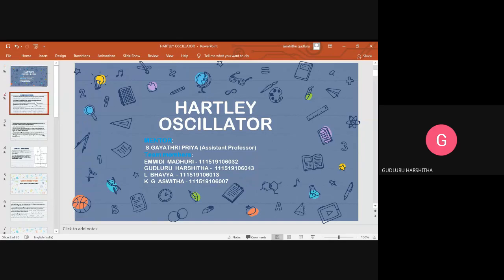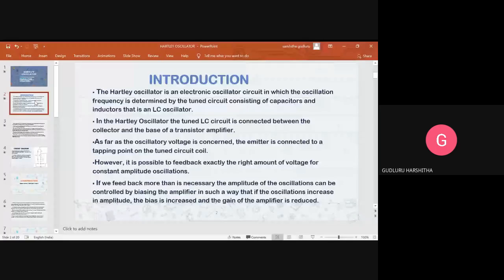The Hartley oscillator is an electronic oscillator circuit in which the oscillation frequency is determined by the tuned set consisting of capacitors and inductors, which is an LC oscillator. The Hartley oscillator was invented by Hartley while he was working in the research laboratory of the Western Electric Company. The circuit was invented in 1915 by American engineer Ralph Hartley. The Hartley oscillator is inductively coupled.